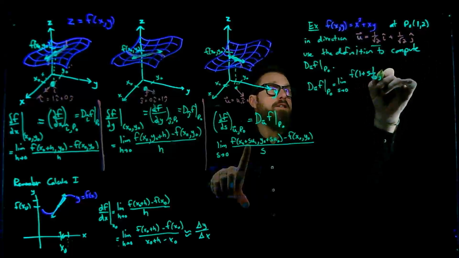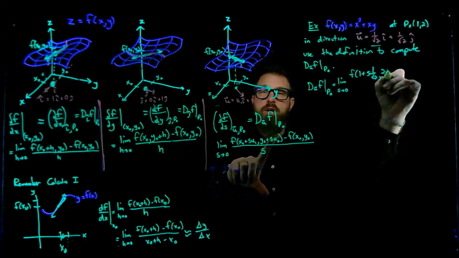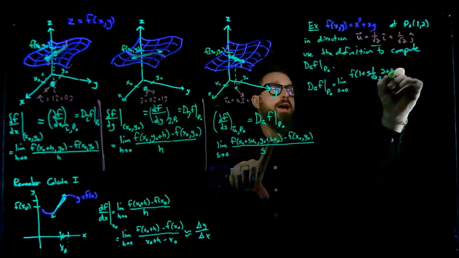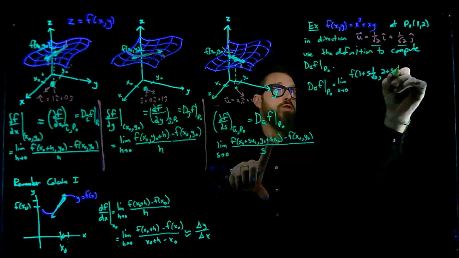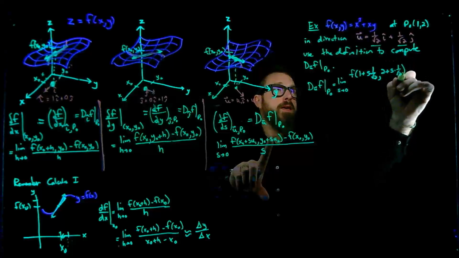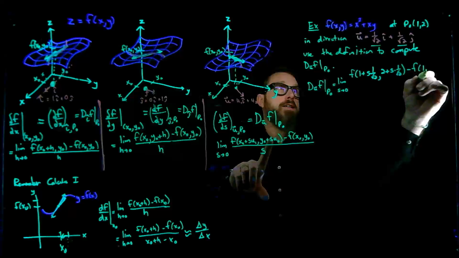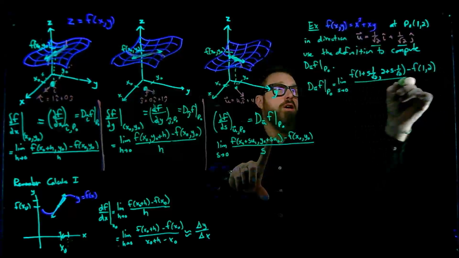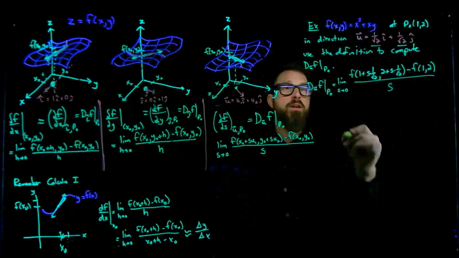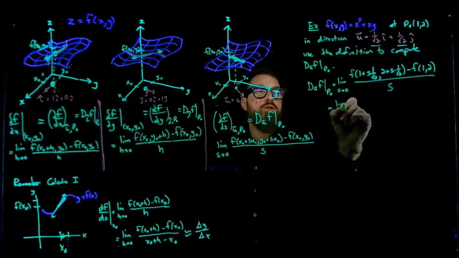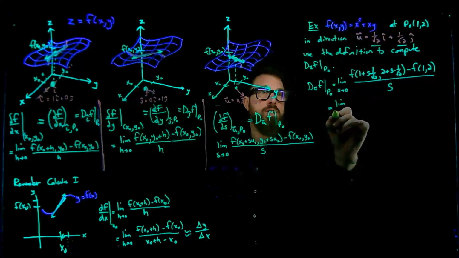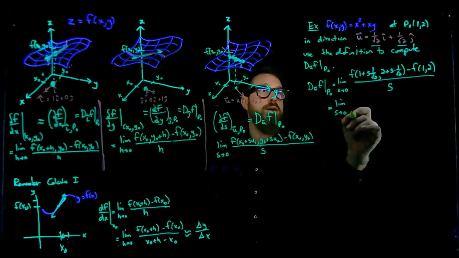Comma, y naught is going to be 2 plus s u2, so s times u2 is going to be 1 over root 2. And then minus f of x naught comma y naught, and this is all going to be over s. So what I'm going to do is plug this into the f function. I'm going to evaluate the function at these two inputs.